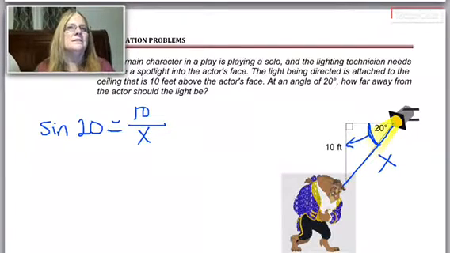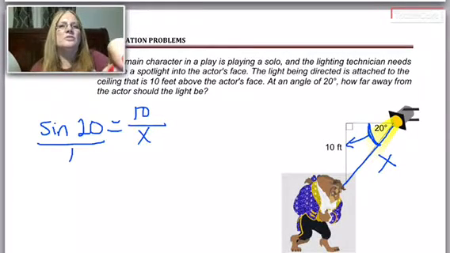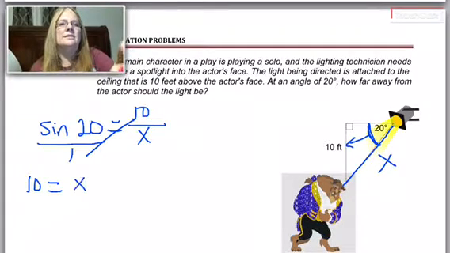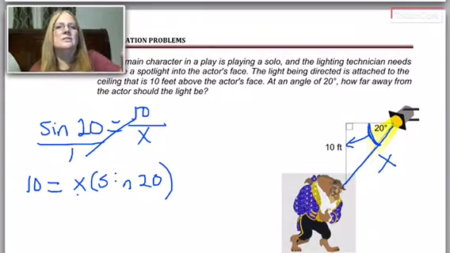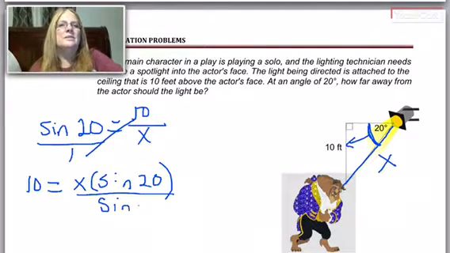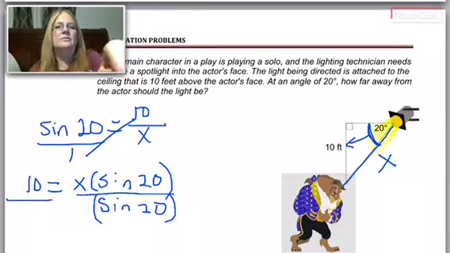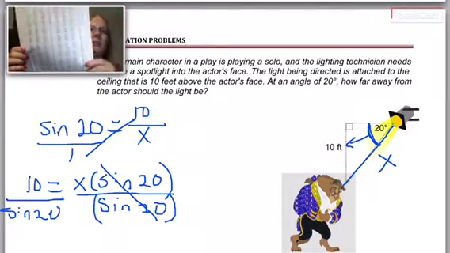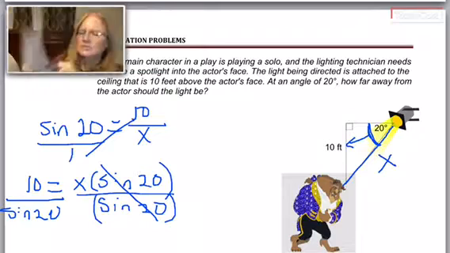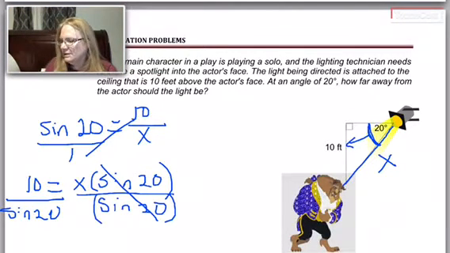So the sine of the angle 20 degrees is equal to the opposite side 10 divided by the hypotenuse x. So again, I'll write this as a proportion so I can cross multiply, and I get 10 is equal to x times the sine of 20 degrees. Okay, so now I'm going to have to divide both sides by the sine of 20 degrees to get x by itself. So x is equal to 10 divided by the sine of 20. And I forgot my calculator, so I'm just using my table right here to look up the sine of 20. So the sine of 20 is 0.3420.